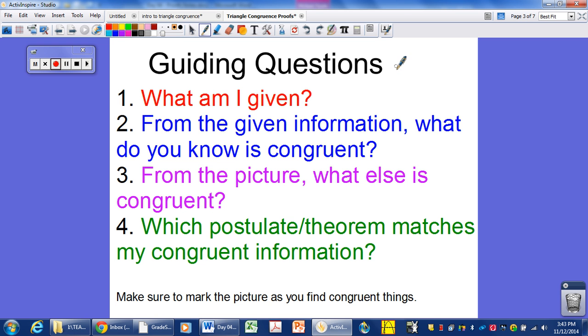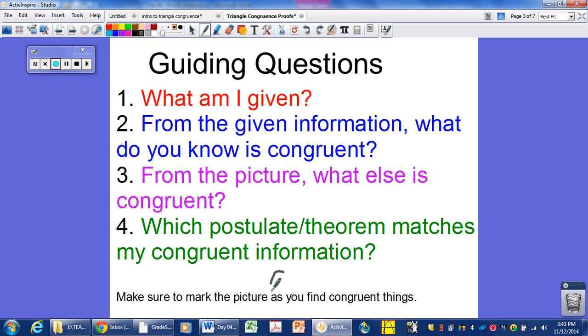This is what I tell my students to think about when they're trying to do a proof. These are your guiding questions. What information are you given? From your given information, what do you know is congruent? From the picture, what else is congruent? Because usually number 2 won't be enough. You have to get the 3rd thing or the 2nd and 3rd things from your picture. And then of course, how do you finish it off? What theorem matches your congruent information?